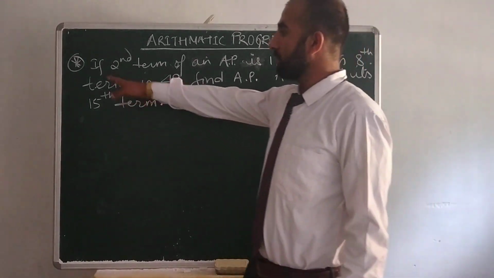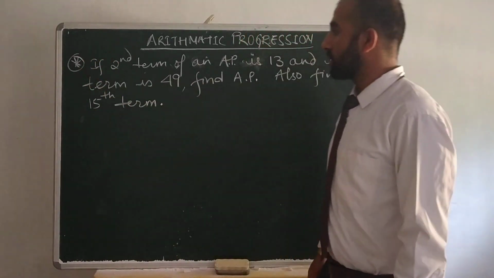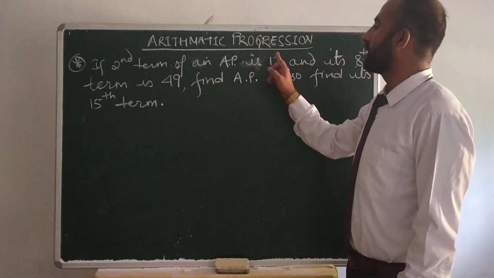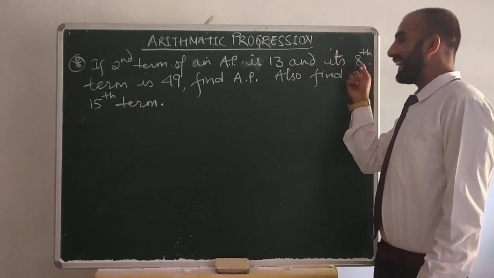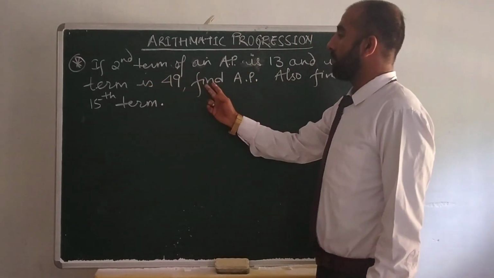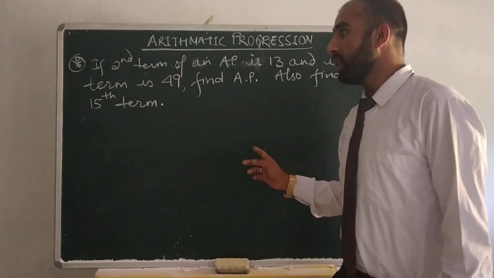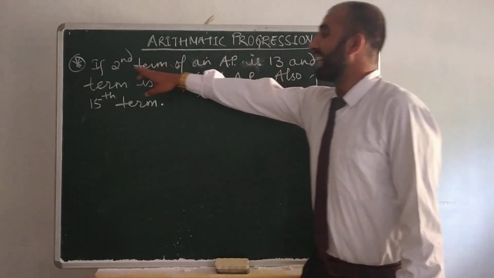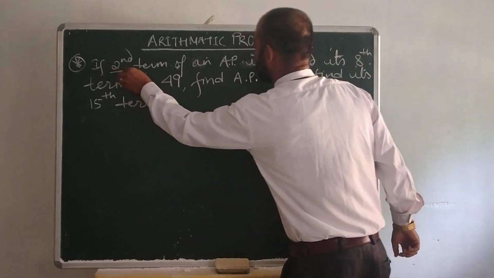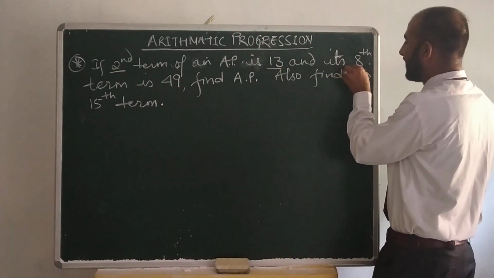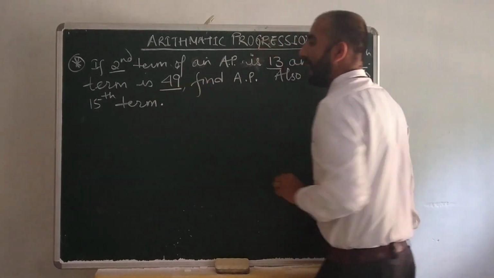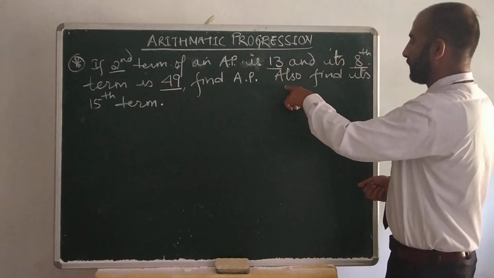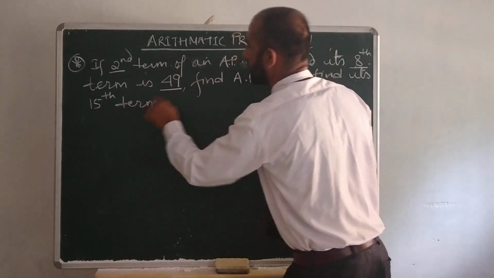Kids, here I came with the second variety type of question. This question says, if second term of an AP is 30 and its 8th term is 49, find AP. Okay, in this question we are not given AP directly, we are given the terms of AP. Second term is given 30 and 8th term is given 49. And we are asked to find what will be the AP. Also, find its 15th term.